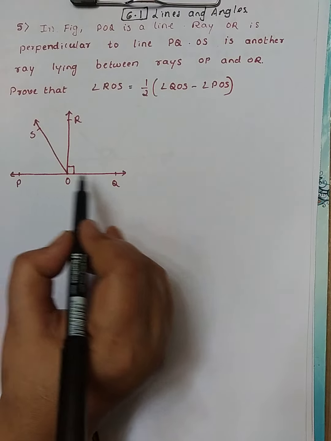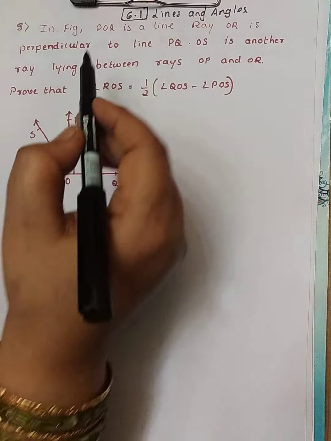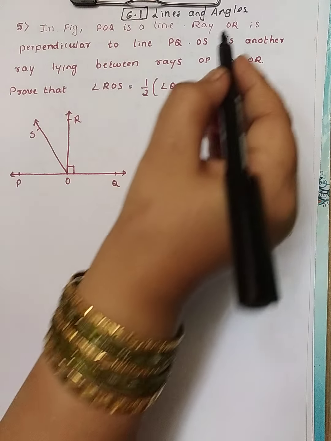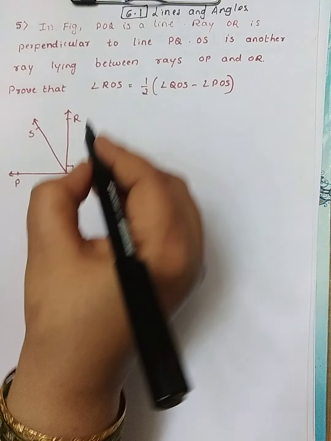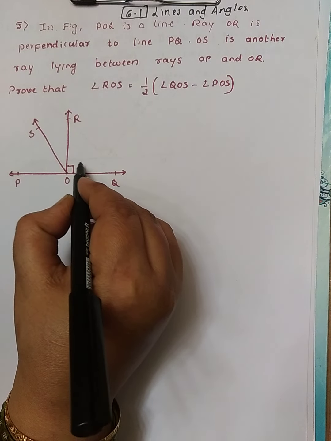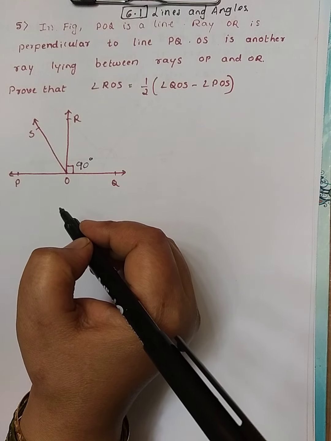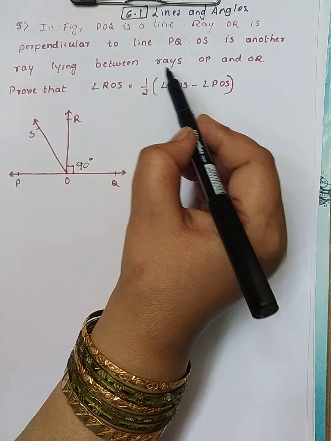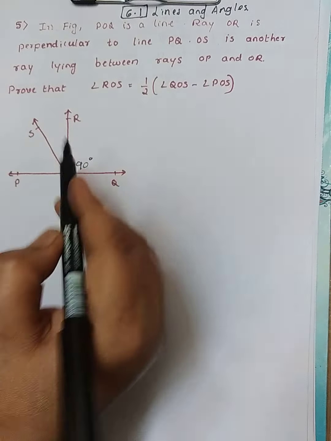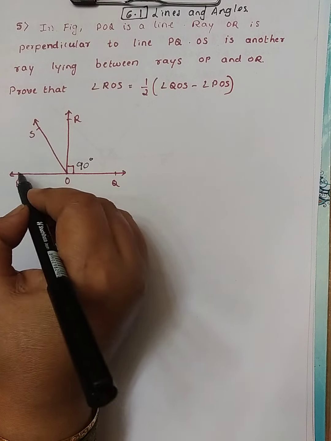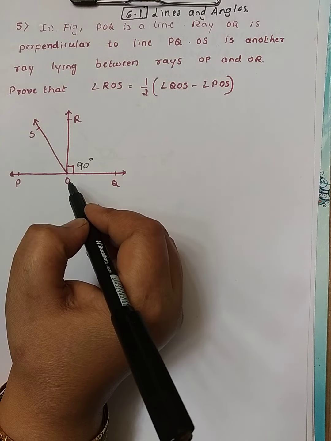See here, the diagram is given. What is the diagram? POQ is a line, and OR is perpendicular to the line. OR perpendicular means this is 90 degrees. Then OS is another ray lying between rays OP and OR. This is OP and OR, and OS is another ray lying in between these two rays.